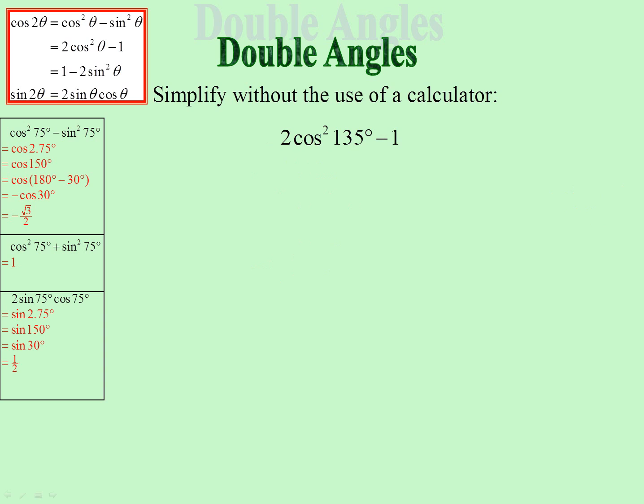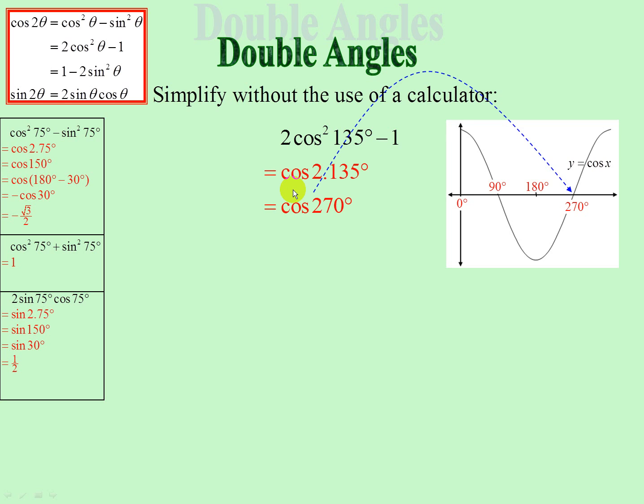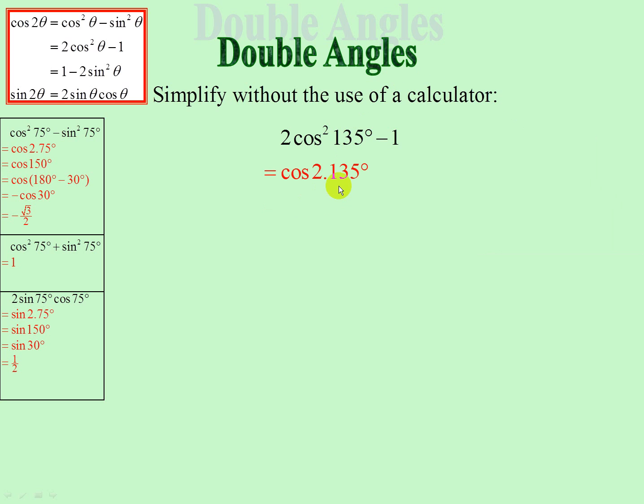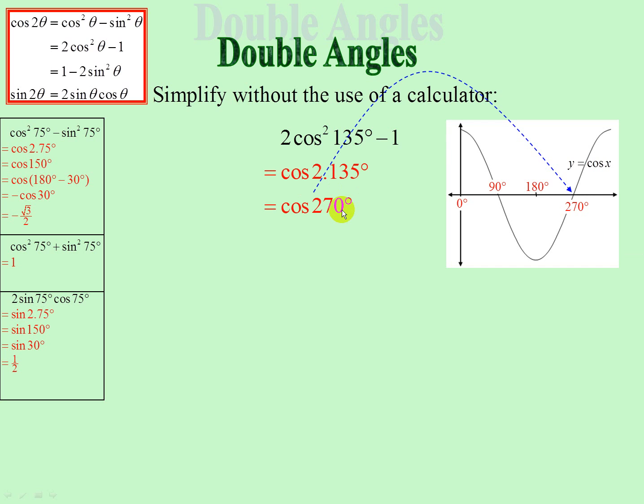2 cos squared 135 minus 1. Well, pattern again. 2 cos squared theta minus 1. Yes, I remember that. Look, there it is. Cos 2 theta. So therefore this is going to be cos twice 135. There we are. Twice 135 is 270. Now you can put that in your calculator. You can memorize it. It's without the use of a calculator, but remember, nobody will know.